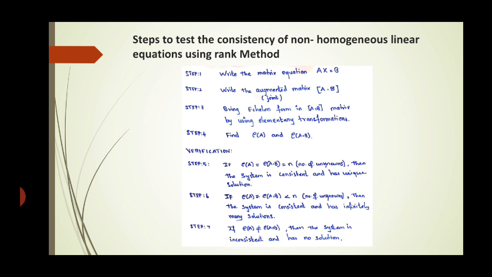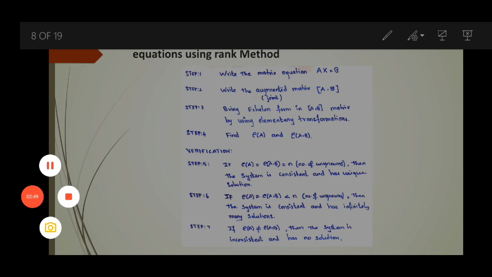Okay, the next step you have to verify is this. If rank of A is not equal to rank of A comma B, for example rank of A and rank of A comma B are having different values, then the system is inconsistent and has no solution.